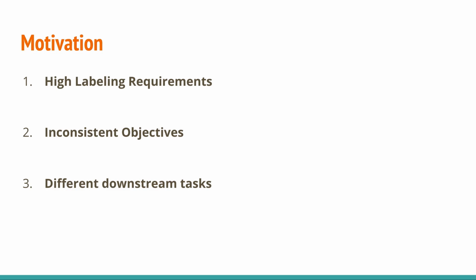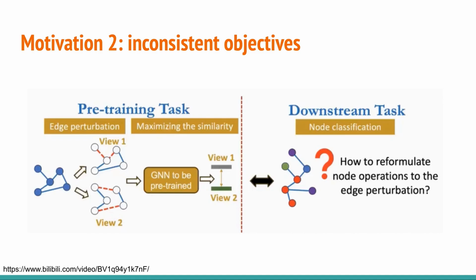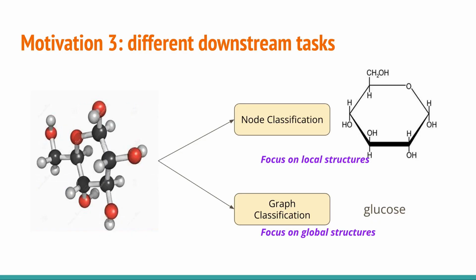Here are three research motivations, which are also three challenges that need to be addressed. The first one is that both pre-trained models and fine-tuned models require a large amount of labeled data. The second is an inconsistent objective between the pre-trained model and the downstream task. The third motivation is that different tasks have different focal points. How should we decide on a prompt to switch between different tasks?